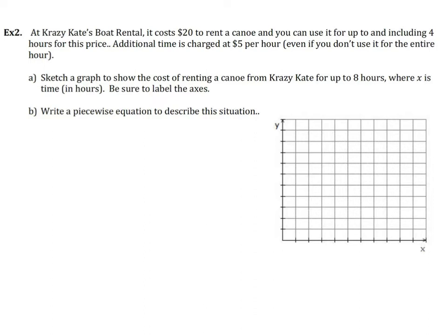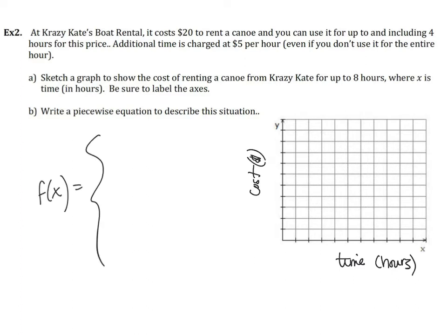It says, sketch a graph to show the cost of renting a canoe from Crazy Kate for up to 8 hours, where x is the time in hours. So I was just going to say, what is our x and y axis? Well, they just told us x is the time in hours. So what is my y value going to be? Well, hopefully you're saying to yourself, that's just going to be how much money I'm paying. So I'm going to leave it at that. I want you to try to figure it out, and I want you to try to potentially write a piecewise function, or you can go ahead and do it along here with me.